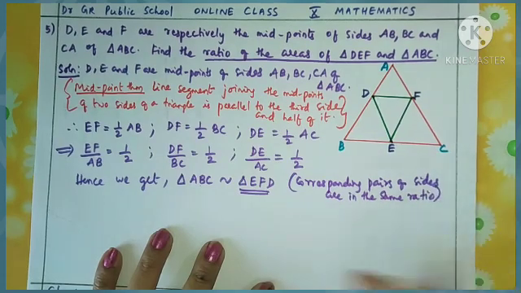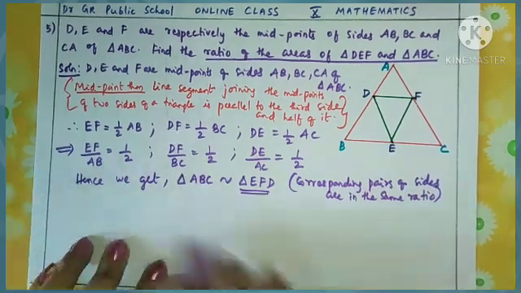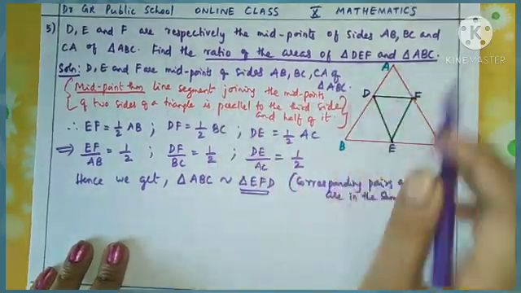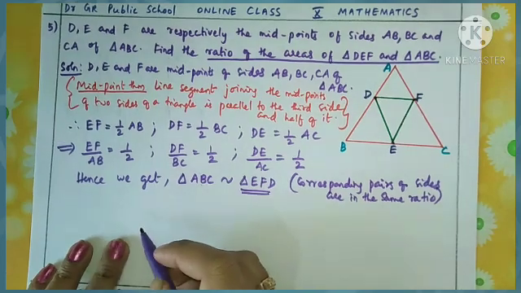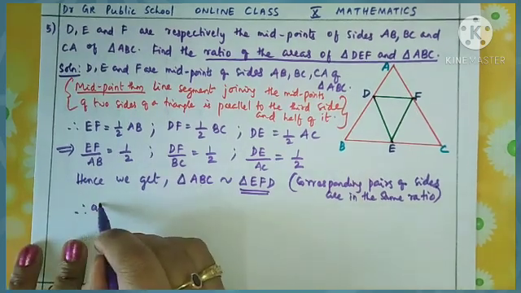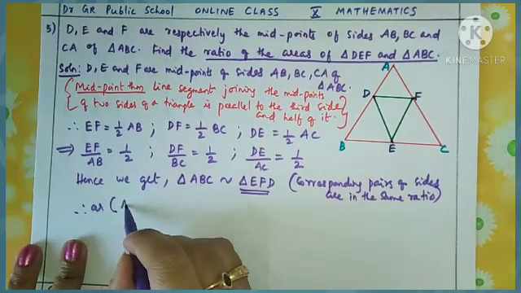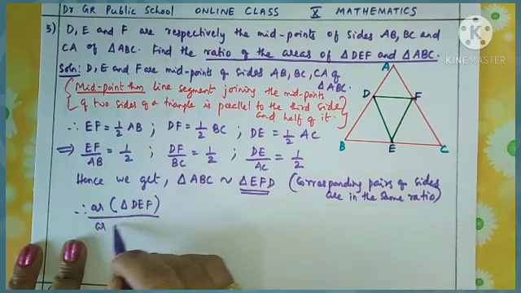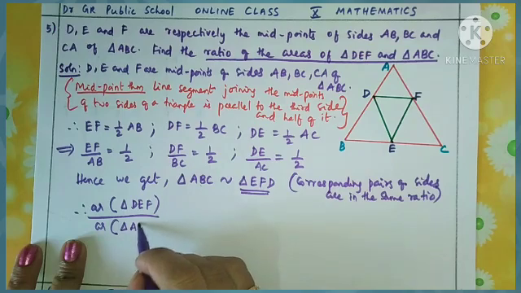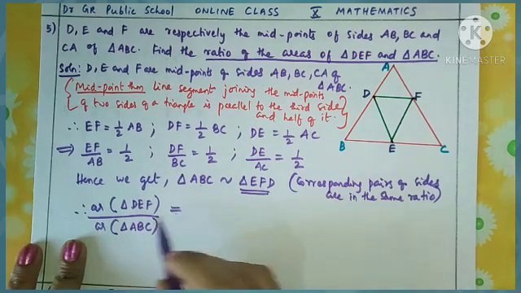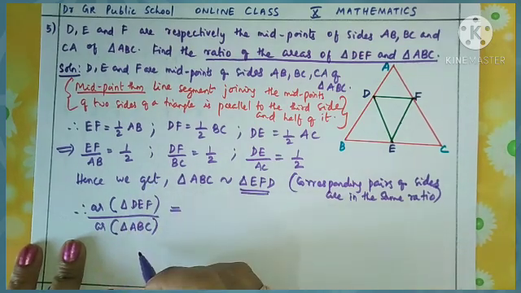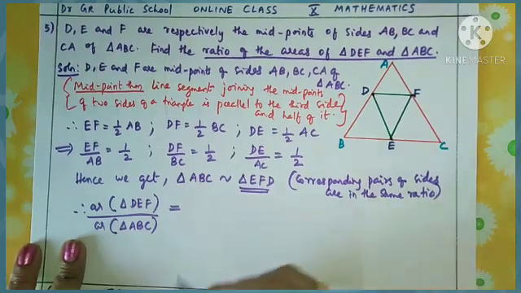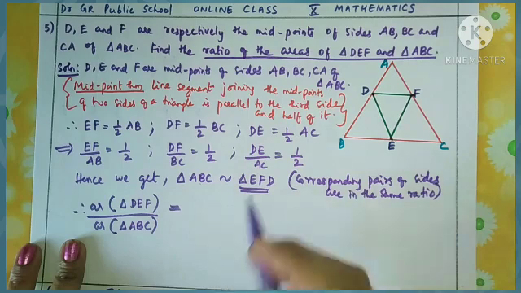So that we proved that two triangles are similar. Now we want to find the ratio of the areas of these triangles. Okay, so how can we write? Therefore, area of triangle DEF by area of triangle ABC. What about the ratio of these two triangles? We know by theorem the ratio of the areas is equal to the squares of the corresponding sides.